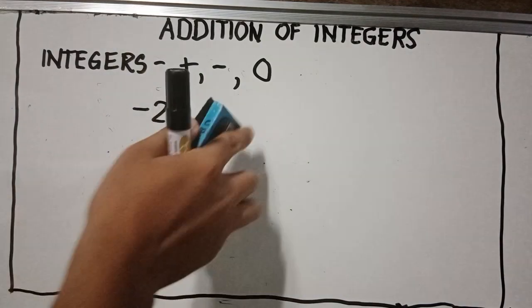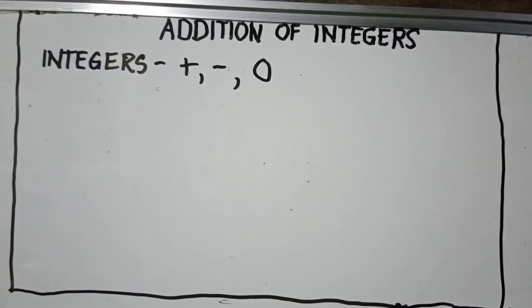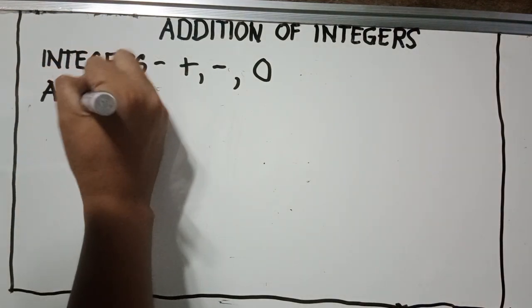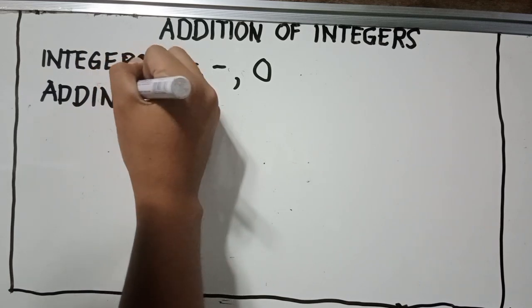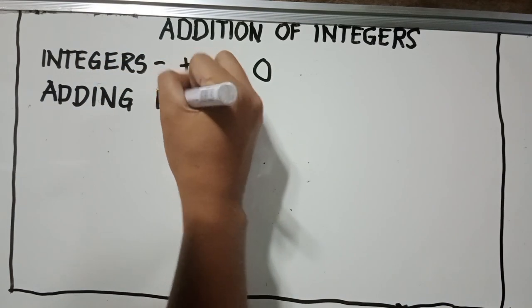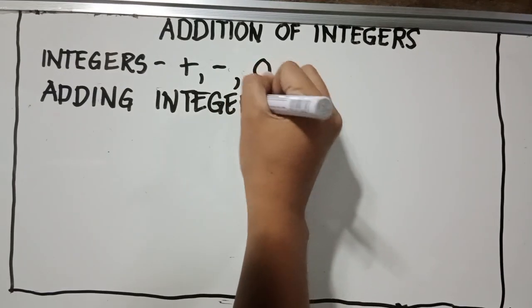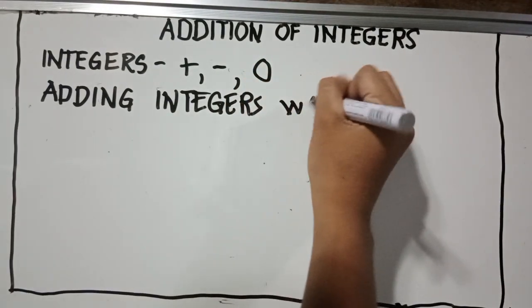So how do we add integers? First and foremost, let's talk about the first rule. By the way, there are two rules basically in adding integers. The first rule: adding integers with the same sign.